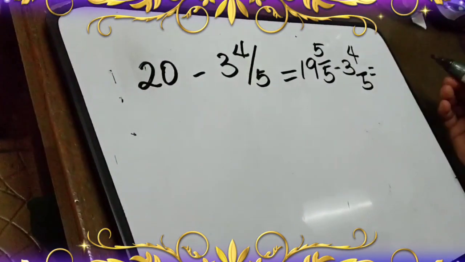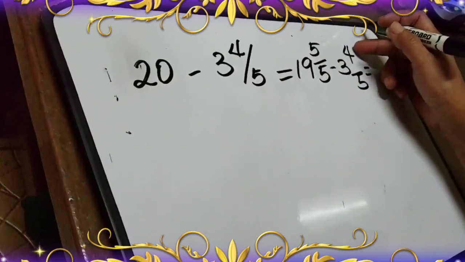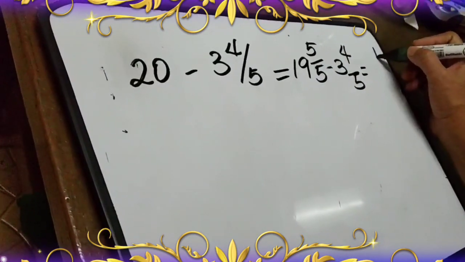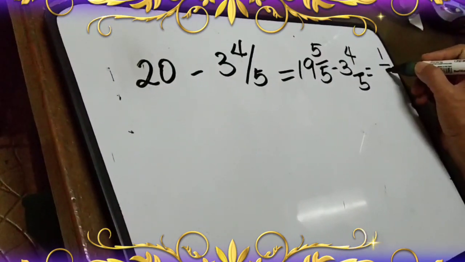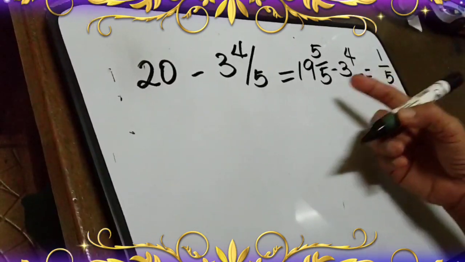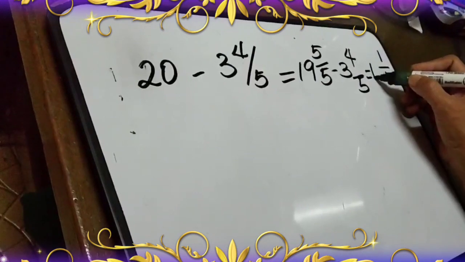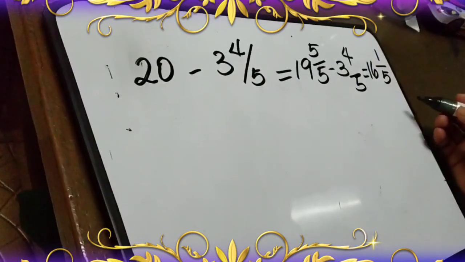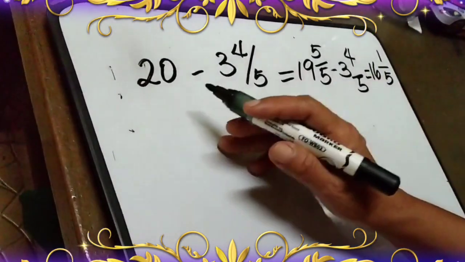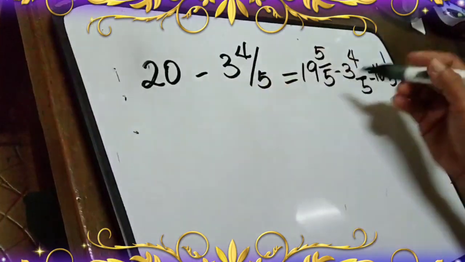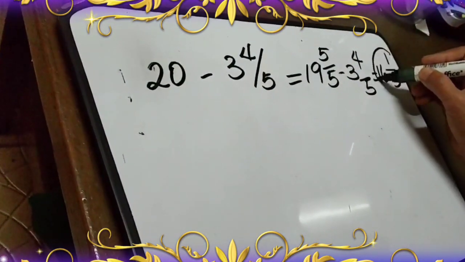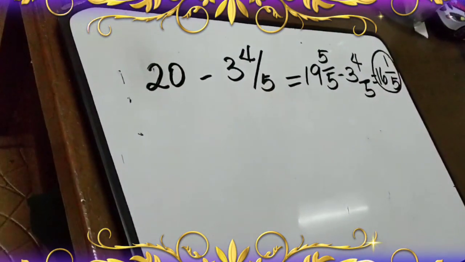20 minus 3 and 4/5: 5 minus 4 equals 1 over the common denominator of 5. 19 minus 3 equals 16. Therefore, the answer for 20 minus 3 and 4/5 is 16 and 1/5.